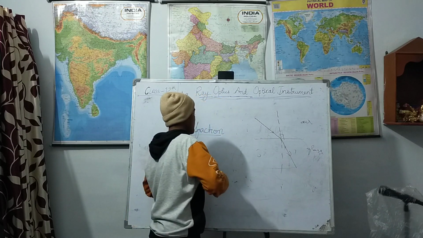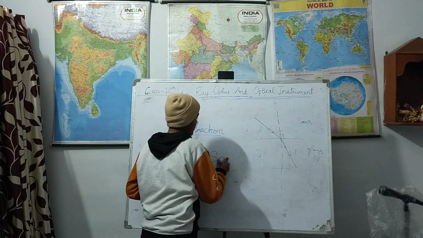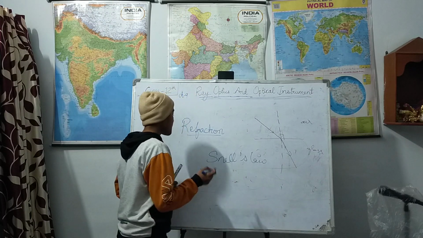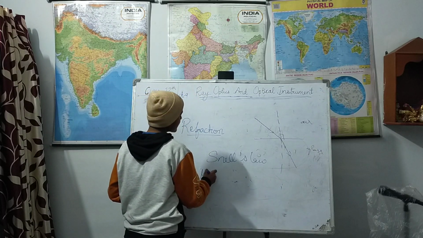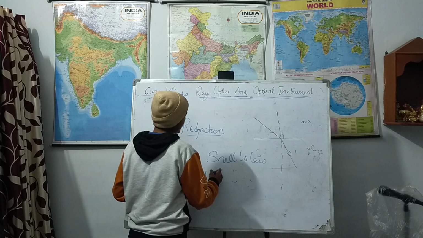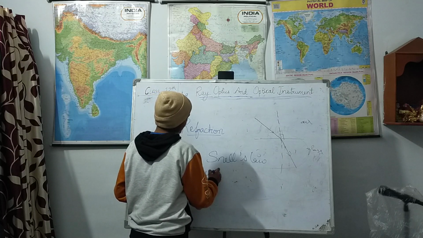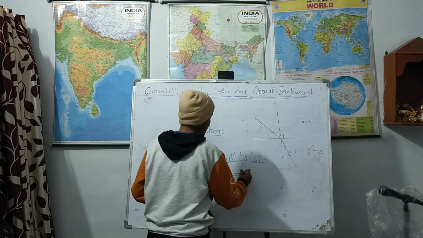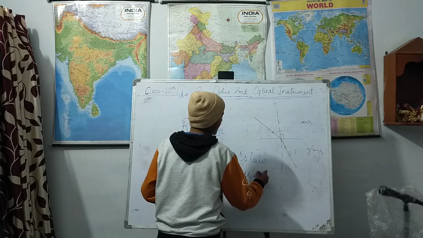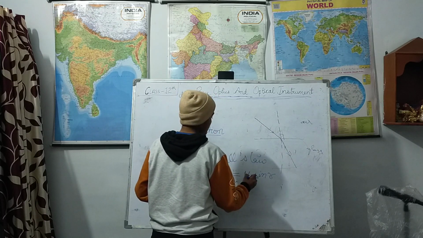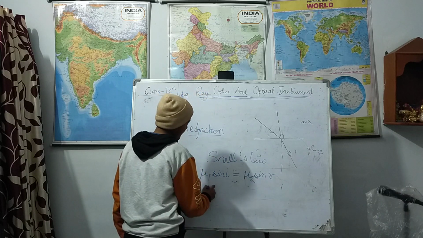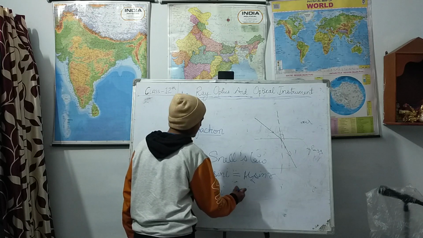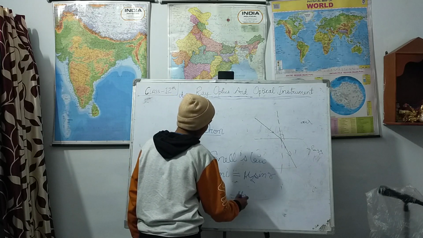And the second law is also known by the name of Snell's law. In simple words, the product of refractive index and sine of the angle of incidence, that is sine I, is equal to a constant, that is mu sine r. If we write it more carefully, it will be like this: sine I upon sine r is equal to mu 2 by mu 1.